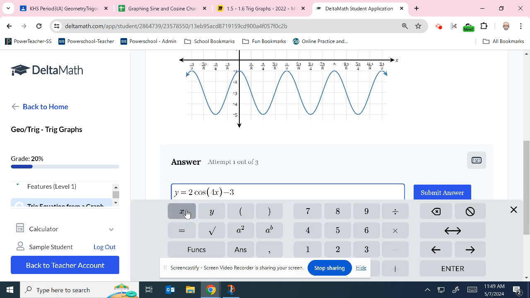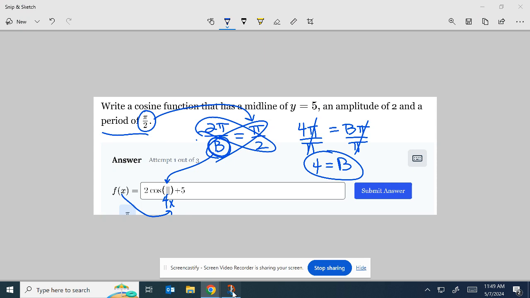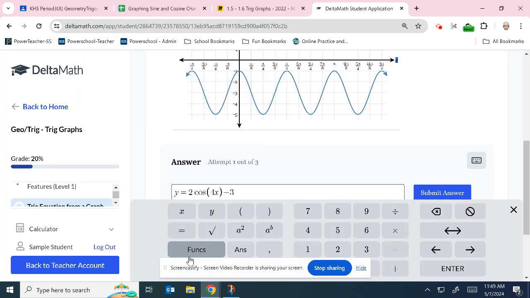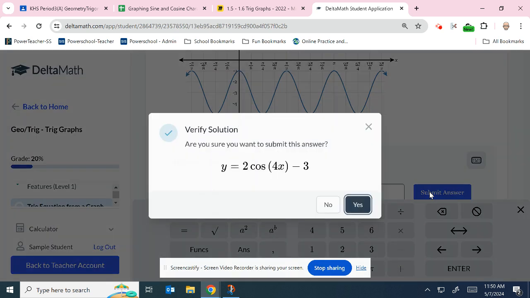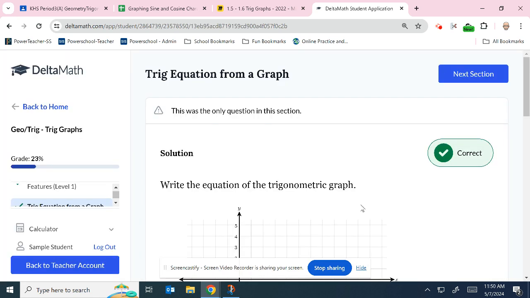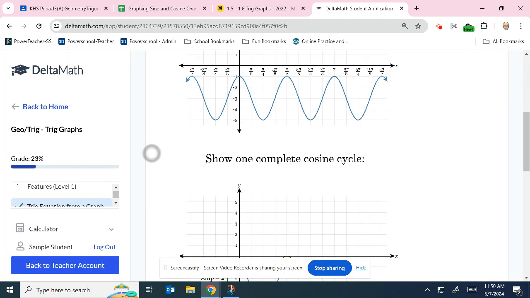So your period is pi over 2. So we had to do the same equation. We had to make 2 pi over b right here. We had to make it equal pi over 2 because that was my period. And once I set that equal and I solve for b, I got b as 4. So 4x is what goes in there. So you got your amplitude, you got your 4x, you got your -3 going down. There's no right or left shift, so we'll hit submit. That would be your answer for that one.